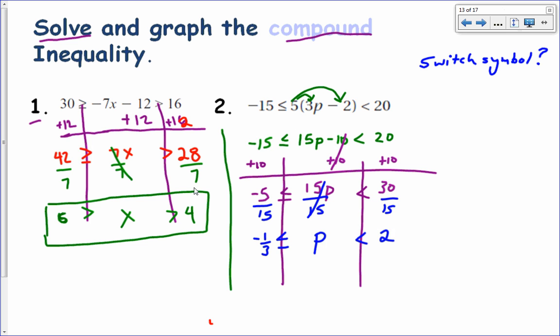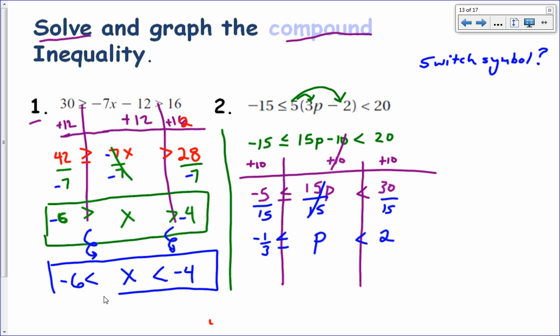Over here, I think we were supposed to divide by a negative 7. You see that? I think we left that off of there. So this was a negative 7 to start with. We should have divided by a negative 7. So now I should have a negative 6 and a negative 4. And these symbols should have been switched around. So in the end, this inequality should have said negative 6 is less than x and is less than negative 4.